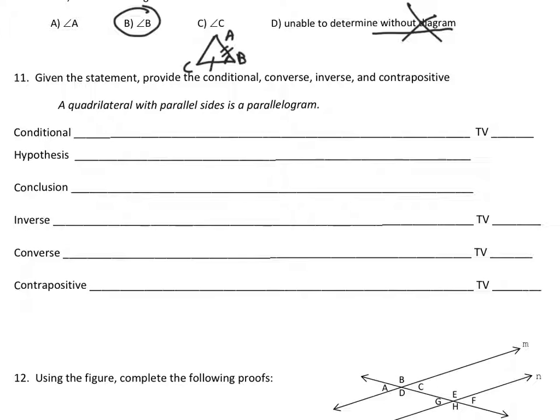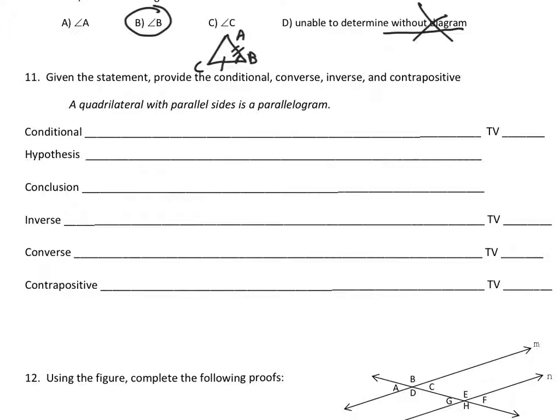In this problem, we do not have to fill out the inverse, converse, and contrapositive. We only have to do the conditional, hypothesis, and conclusion. So the conditional is the if-then statement. The hypothesis is just the if part, and the conclusion is just the then part. So as an if-then statement, this would be, if a quadrilateral has parallel sides, then it is a parallelogram.